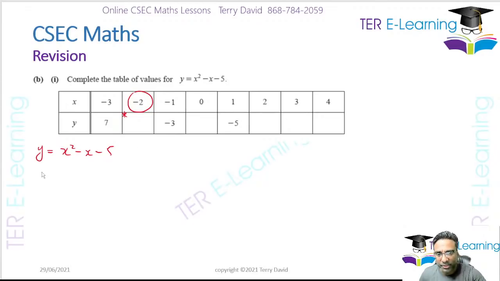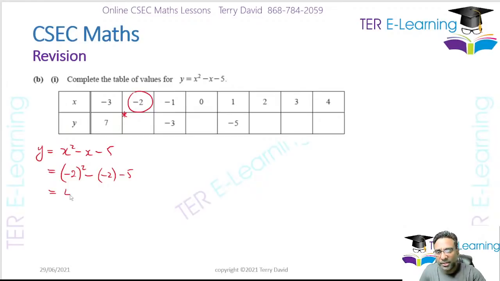So what I'm going to do, I'm going to substitute minus 2 into this equation. So this is going to be (minus 2) squared, minus (minus 2), minus 5. Now you see questions like these, students have trouble with this, especially with minus signs. So let's do it step by step.